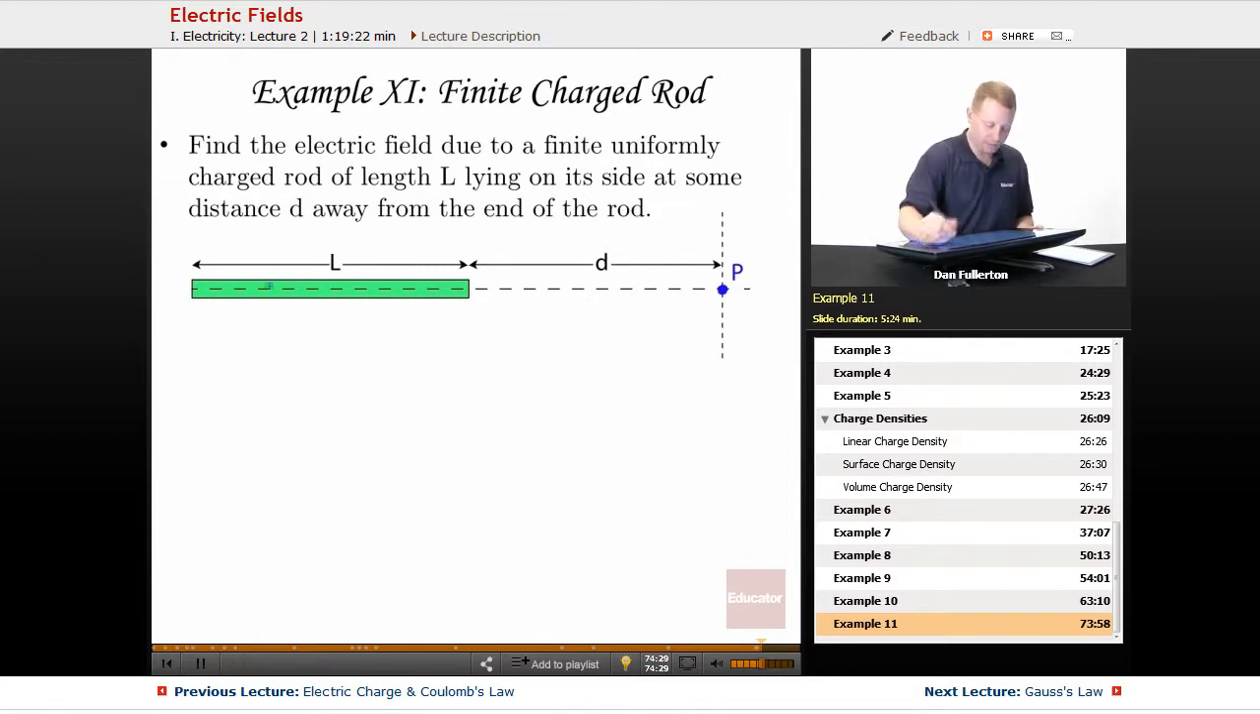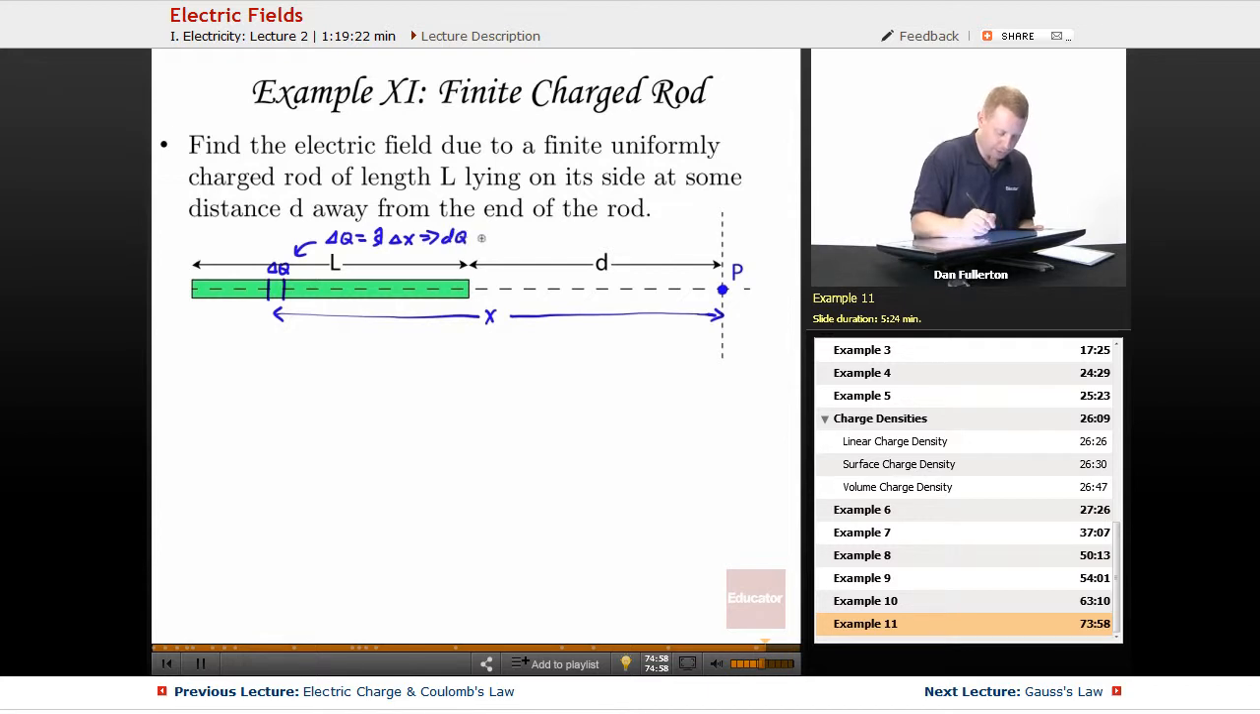Let's take and break this up. Let's call this little piece of it delta q enclosed there. We'll define some x distance. It's the distance from P to our delta q. There's our x. And this delta q is going to be equal to some linear charge density times whatever that little piece of x is, delta x. Or we could say that the differential of q, that tiny little piece of charge enclosed, is the linear charge density times dx, where lambda, of course, linear charge density, is q over L.